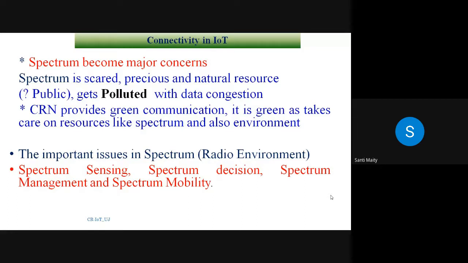So you may have to allocate a new frequency, because wireless channels have limitations in terms of coverage range and data rate. So we have to switch spectrum from one channel, one frequency, to another frequency, the spectrum mobility. So these are all the spectrum related issues that an IoT object has to deal with. Spectral sensing: it has to sense whether a particular radio channel is free or not. It has to make a decision. Then we have to allocate the spectrum for different IoT applications. And when there is a question of mobility from one place to another, spectrum mobility becomes another issue.